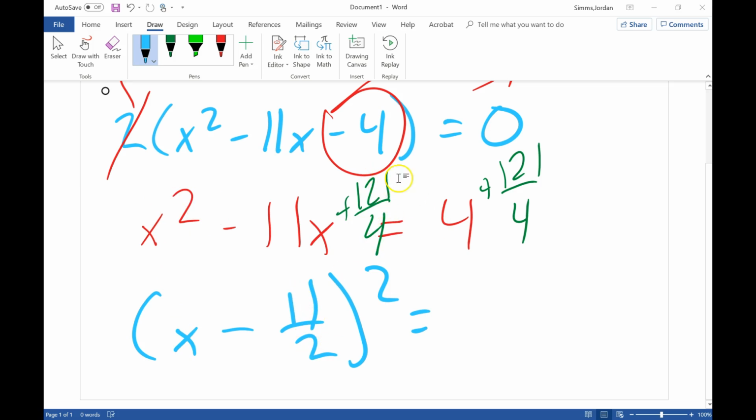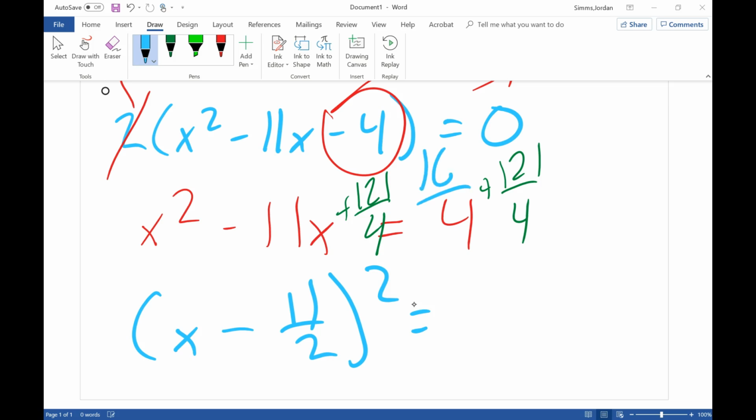When we take the square root of a fraction, and the fraction itself is a perfect square, we take the square root of the top number, so the square root of 121 is 11, and the square root of the bottom number, the square root of 4, gives us 2. And then I just square that whole quantity. You could factor this out the old school way. You'd just get x minus 11 over 2 in one bracket, and x minus 11 over 2 in the other bracket.